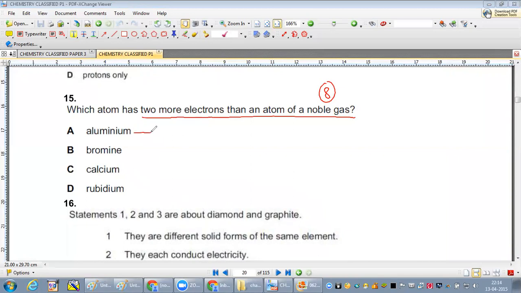So aluminium, if you get the electronic configuration from the periodic table, atomic number is 13. So 2, 8, 3. This is having 3 more electrons than the inert gas. What is asked of us is 2 more electrons.